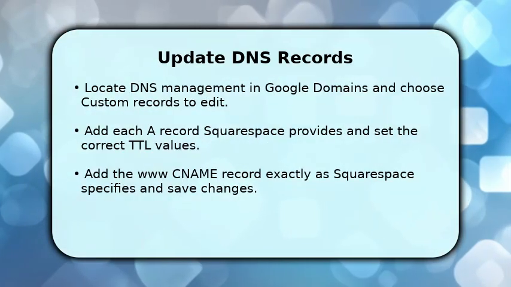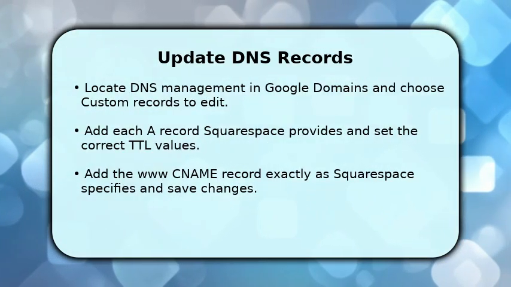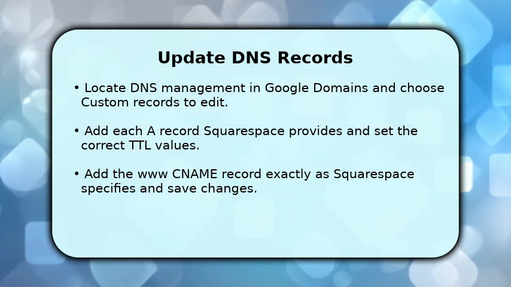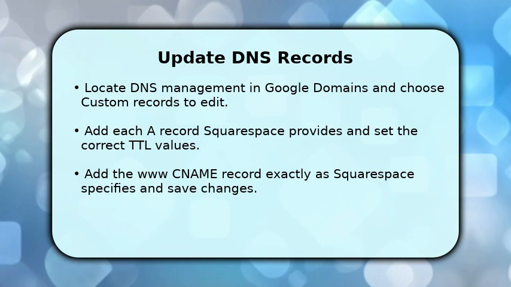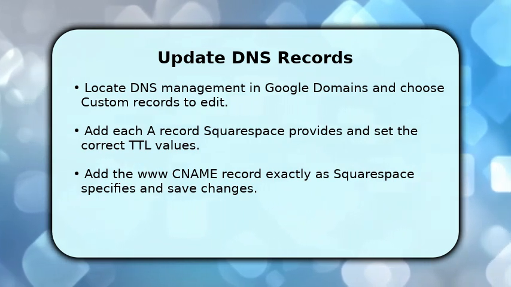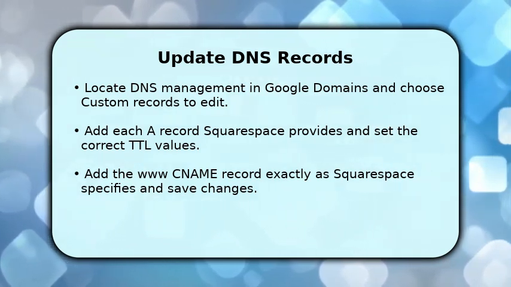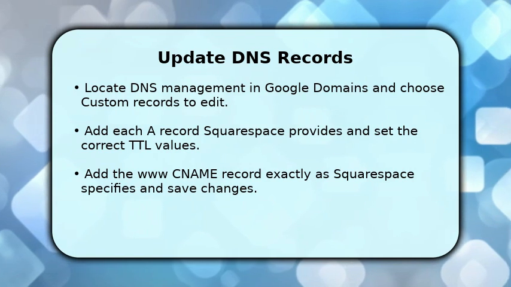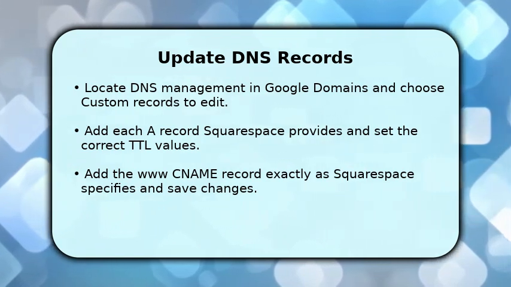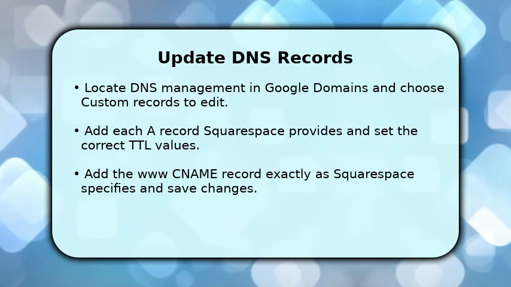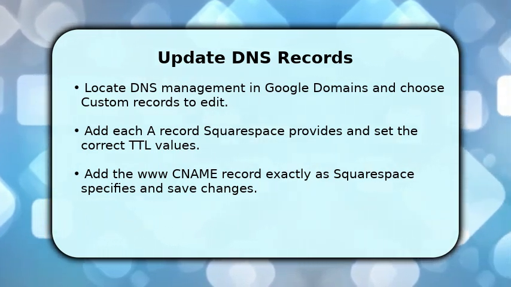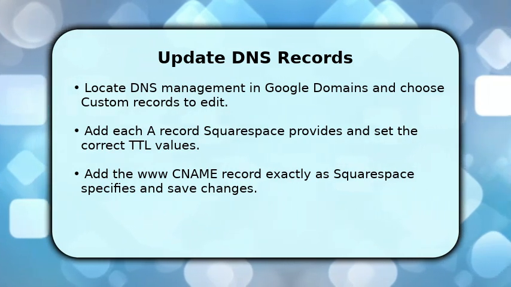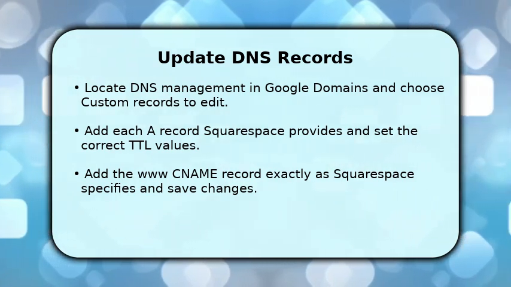After copying the records, switch to Google Domains and choose DNS Management. Carefully add each record exactly as Squarespace lists, including every digit and period, then set standard TTLs. Next, create the www CNAME pointing to the Squarespace target and save. Double-check values to prevent downtime, and remember changes can take from minutes to a few hours to propagate, so be patient while the new records spread across the internet.